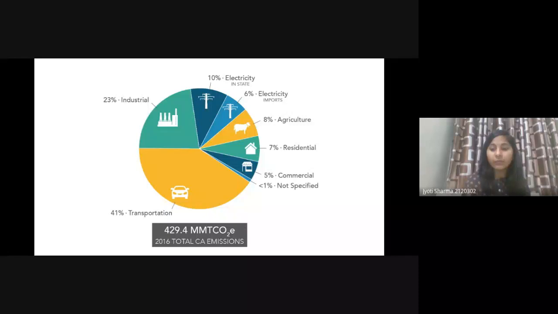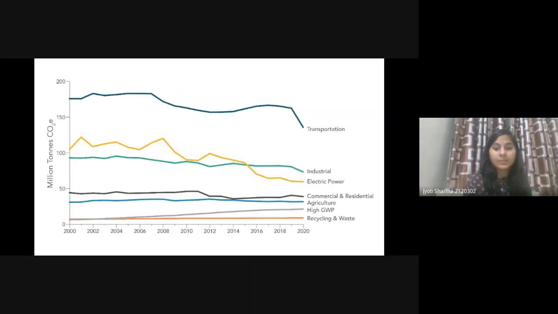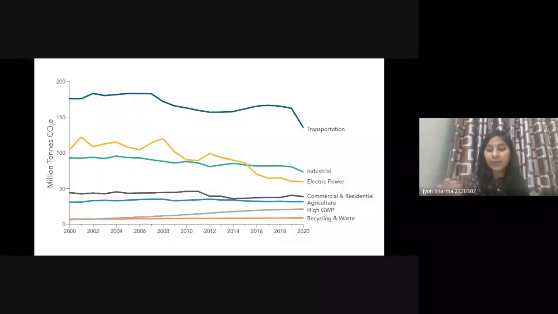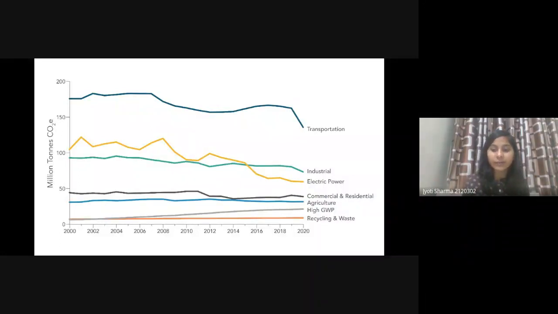And because we can use different types of inventory for different purposes, that's why we have a variety of emission inventories. Then this is the use. Here we can see this is again for California. So the transportation emission is reducing. Let's say for the electric power, with time, the emission is reducing. And somewhere it is increasing. So we can get an idea of how we can make use of this emission inventory in the future.